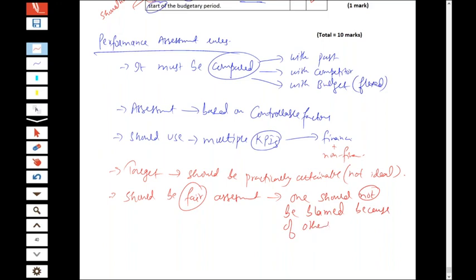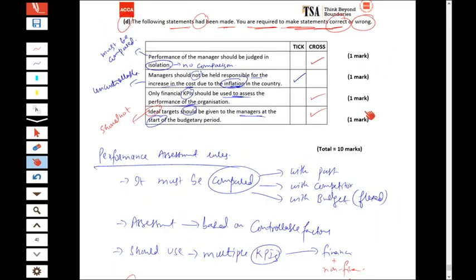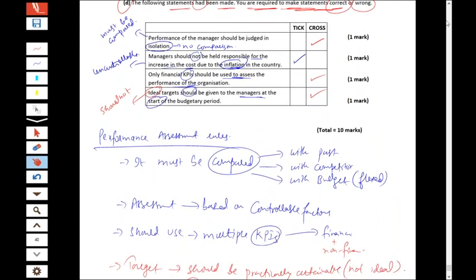One should not be blamed because of others. For example, if I'm not producing the goods, then you have to figure out why. I'm not producing the goods because the purchasing manager had not arranged the raw material. So it's not my fault, it's his fault. So I should not be blamed because of the poor working behavior of a purchasing manager. So this was the performance measurement which we had done, and the performance measurement section was already covered in the last class, which was day 4.